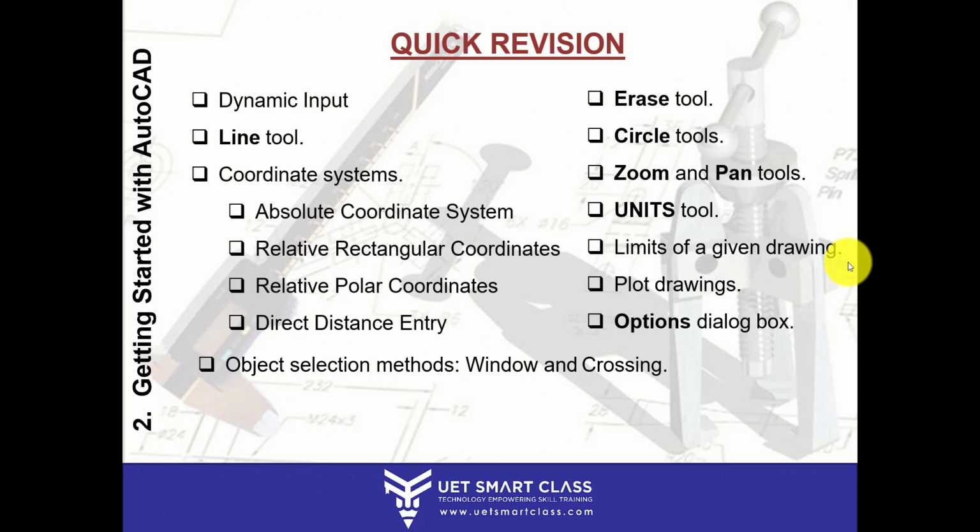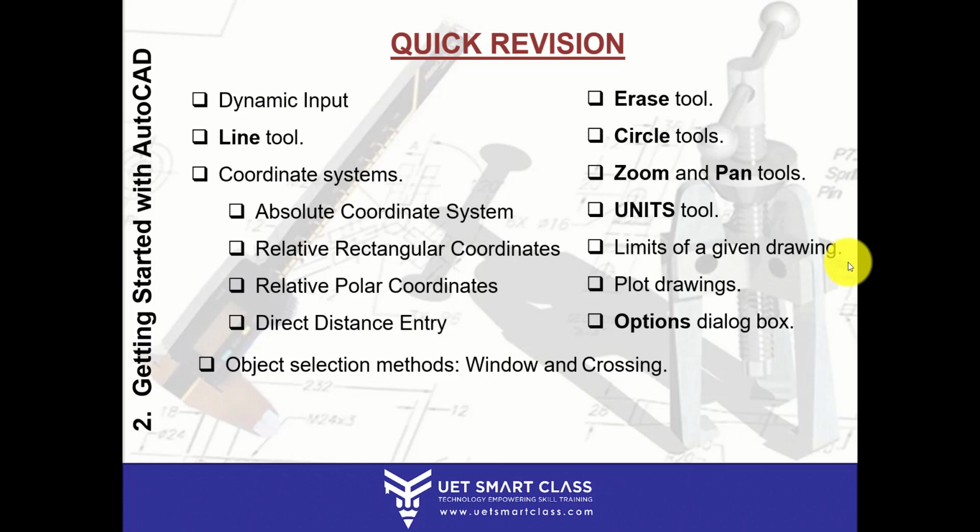Then I also told you about option dialog box. We also did the object selection method from left side window, that is blue and firm lines. You have to cover the whole object, and from the right side, that is the crossing method, the green window and with the dash lines. Just cross the object and that will be selected. In this, there is a ledger method as well.